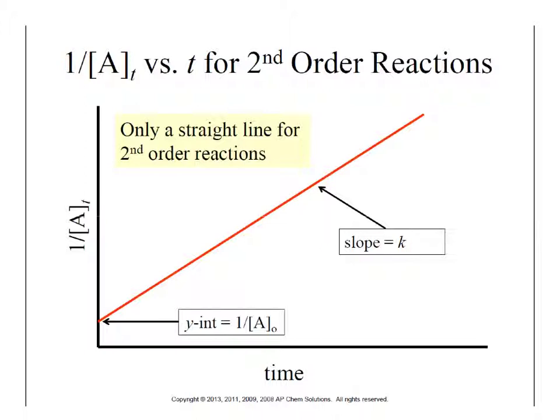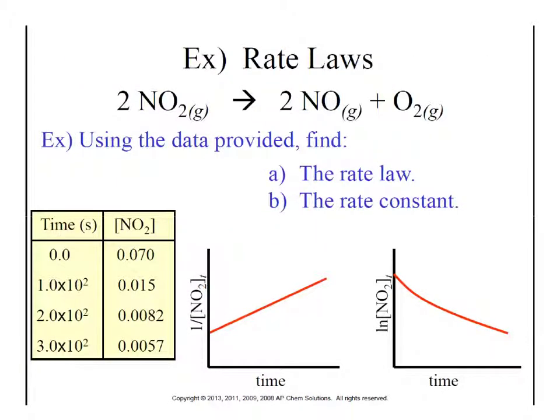Now we can recognize a second order reaction just like we can recognize a first order reaction. For a second order reaction, 1 over the concentration versus time gives us a straight upward slope like this. If we were to do this with a zero order reaction or a first order reaction, we would not get a straight line with the inverse of concentration. So here's a good example of a question.